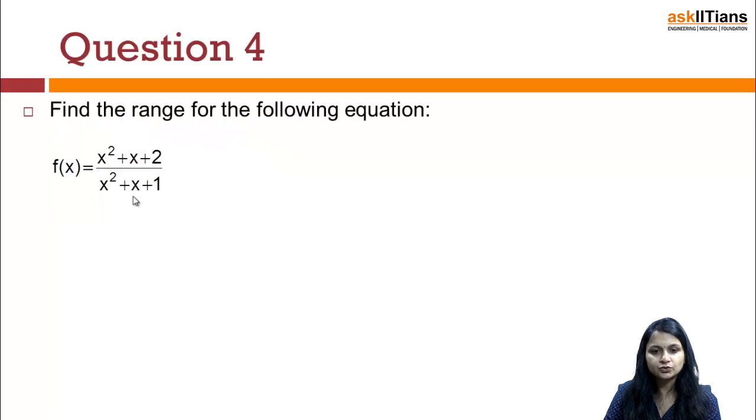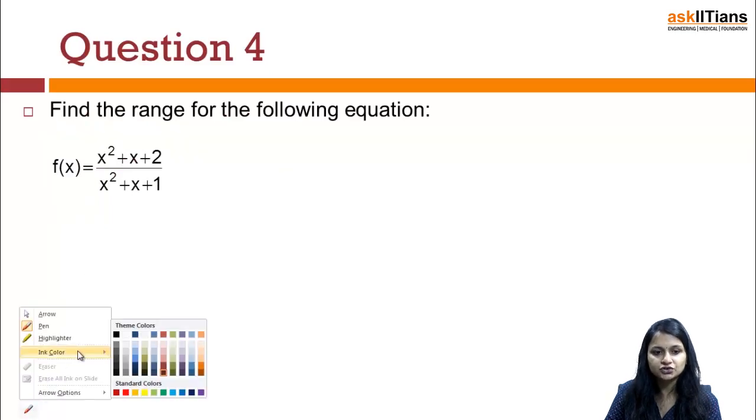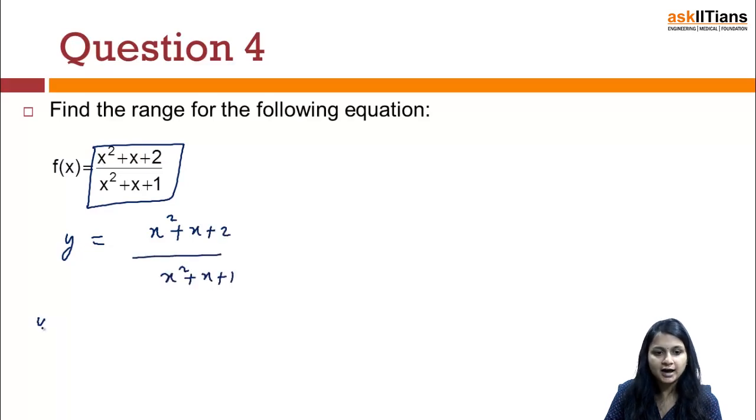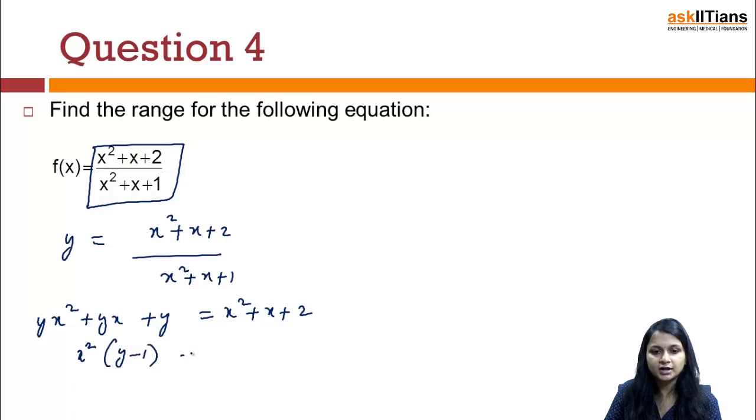Okay, so let's move to the next question, in which we have to find the range. So what will we assume? We will assume this whole function as y. We will cross multiply. So this becomes yx square plus yx plus y, that is equal to x square plus x plus 2. Okay, so now what I can do is take x square common. So here I have y minus 1. I can take x common from here, y minus 1, plus y minus 2 equal to 0.